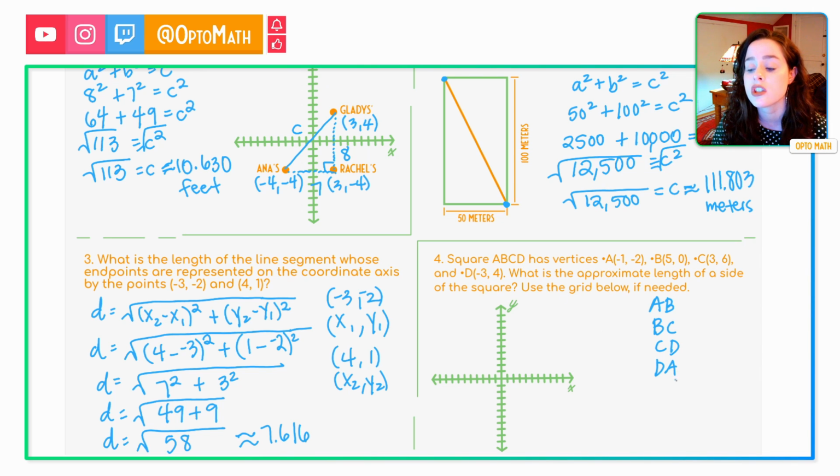So if you wanted to use the distance formula without having to graph anything, you could just think about it this way and pick 2 points that are adjacent to each other, one of these pairs, and then you could just use the distance formula.